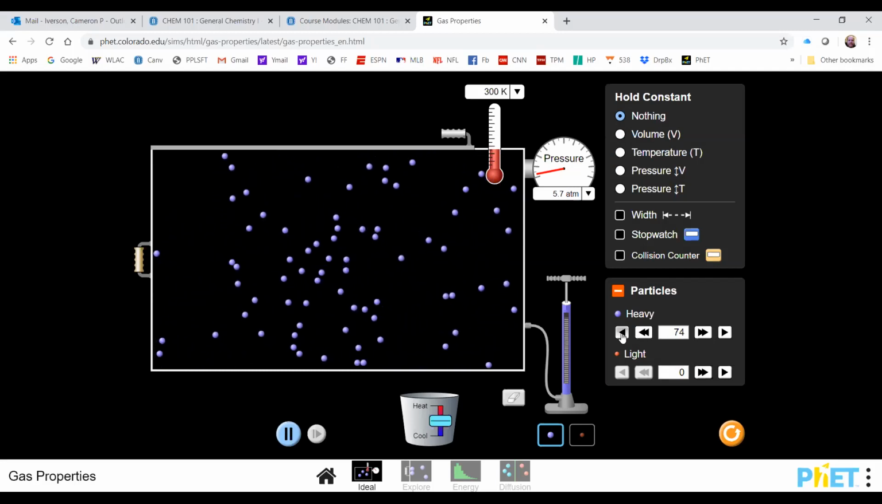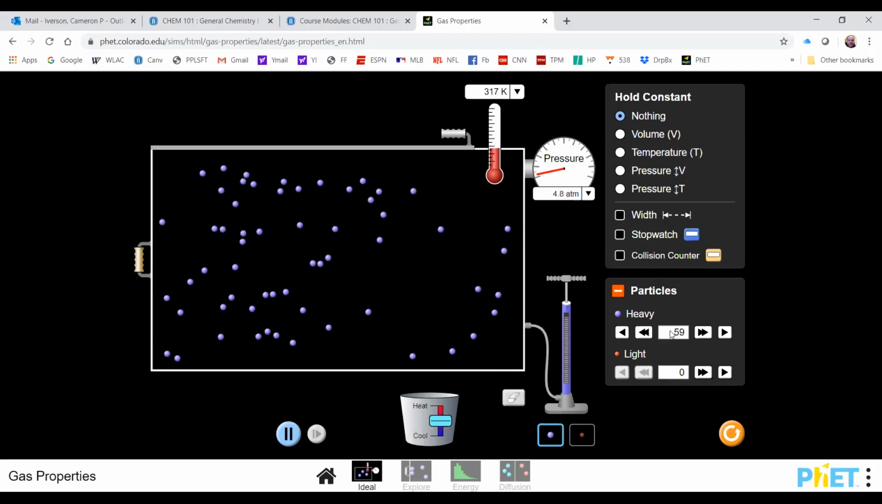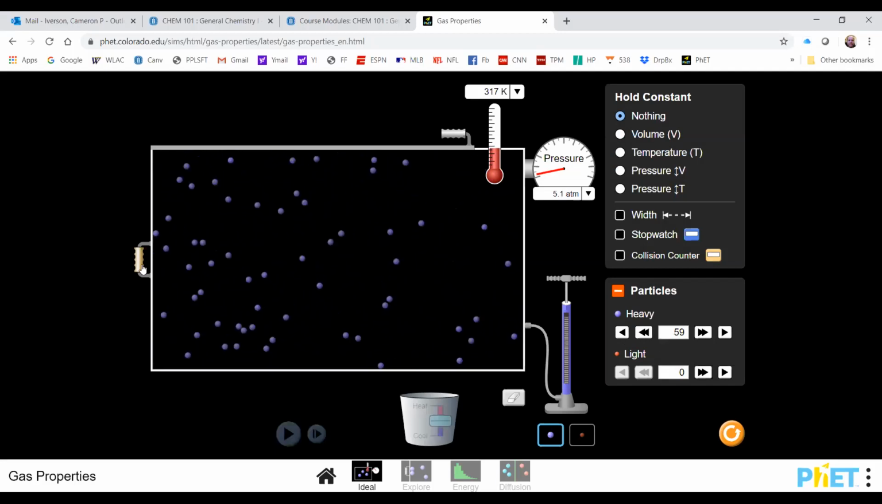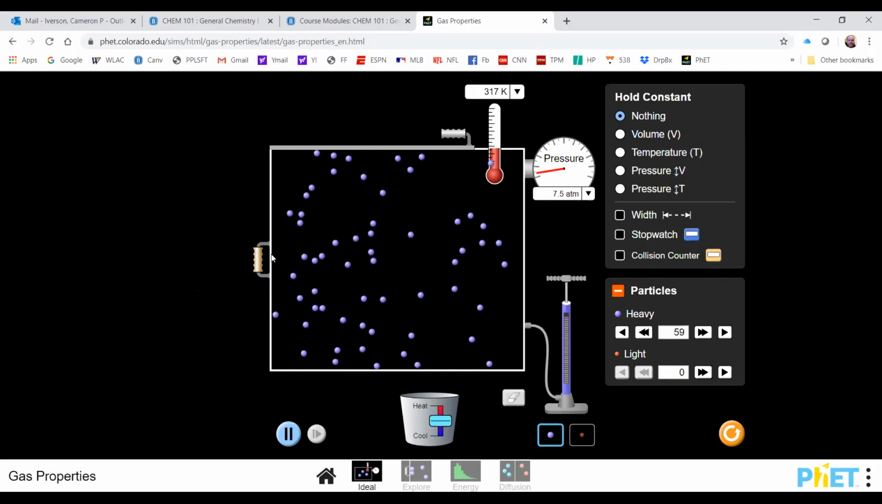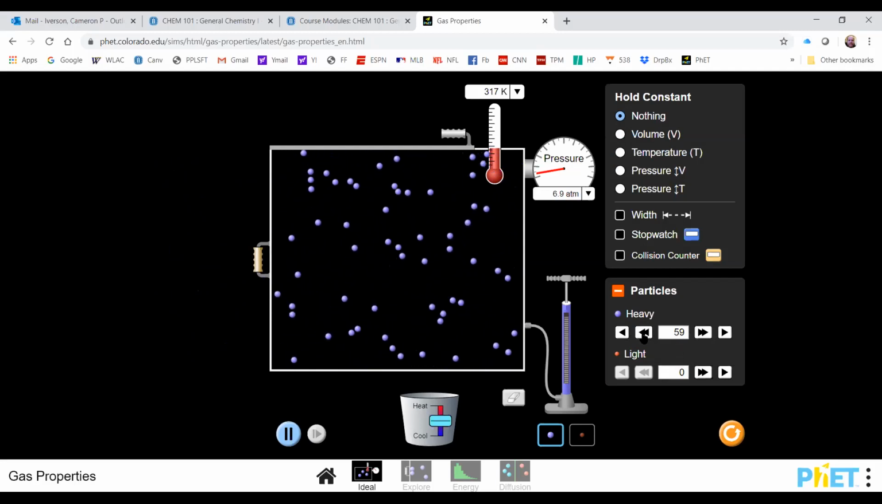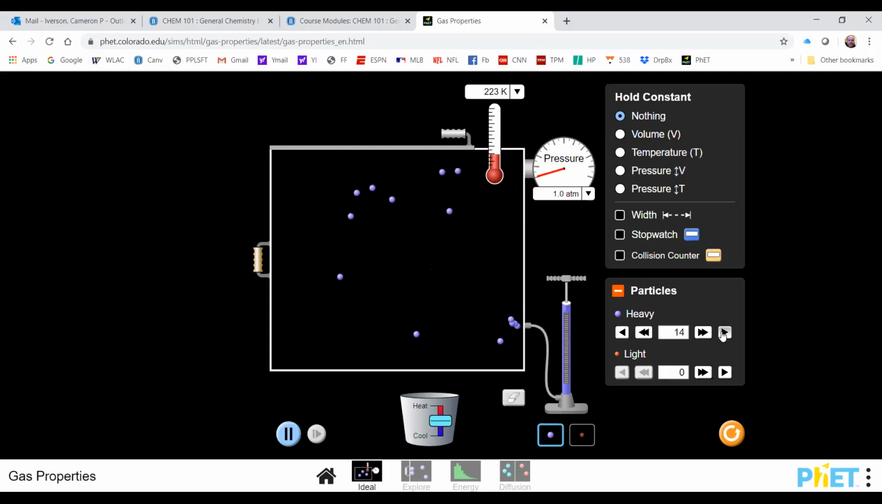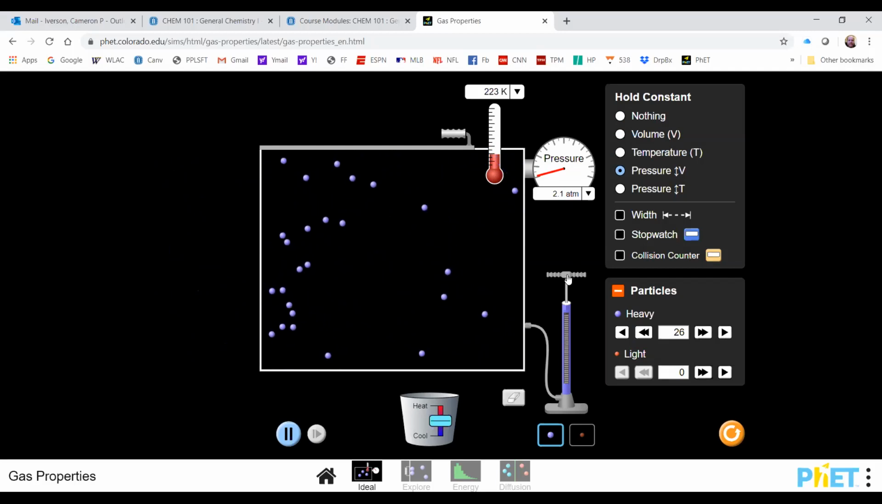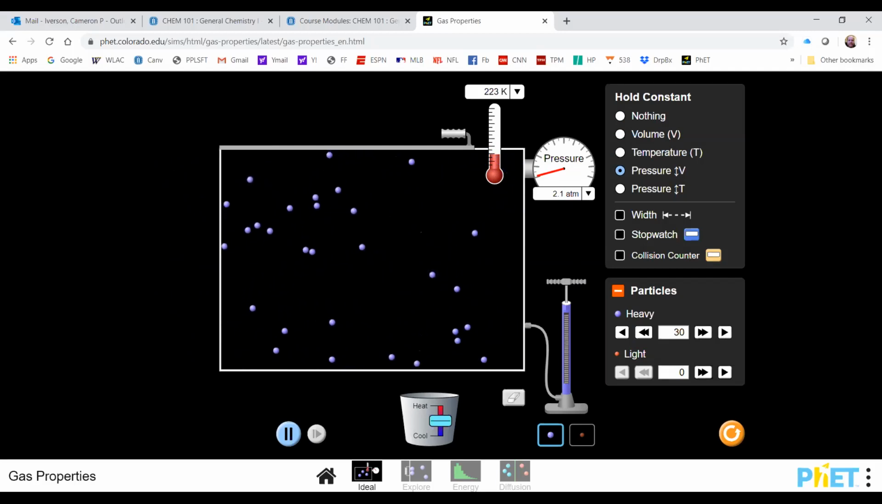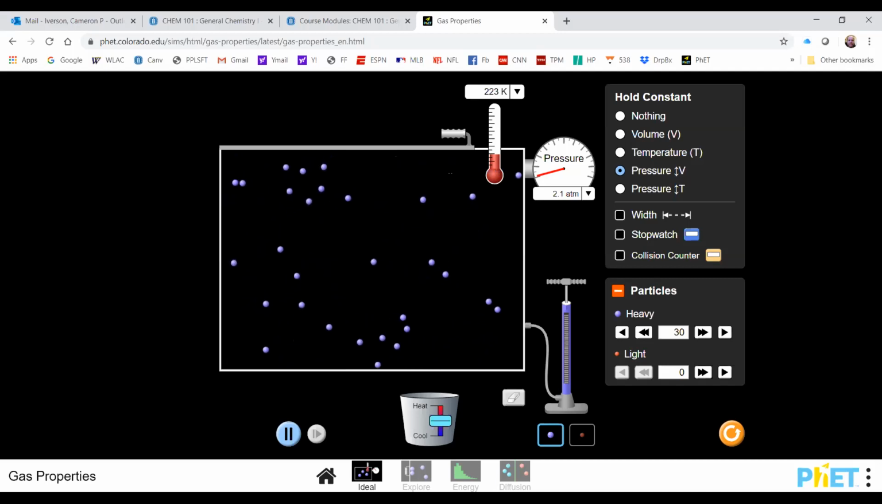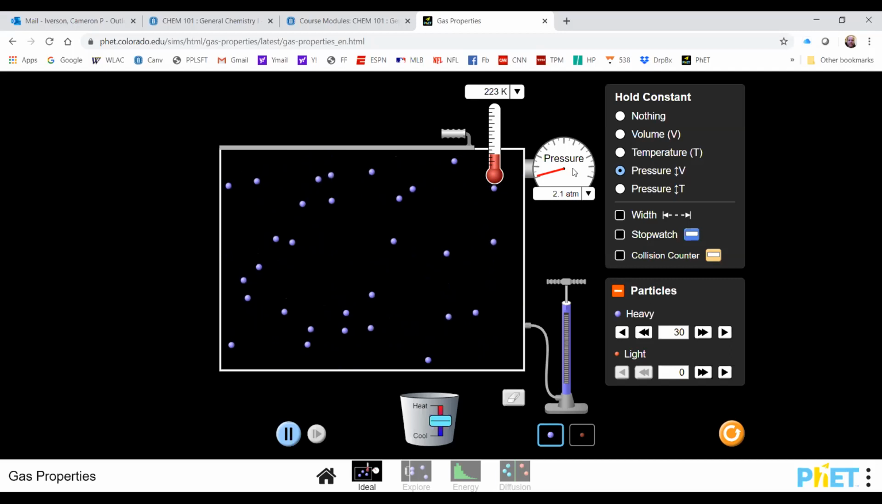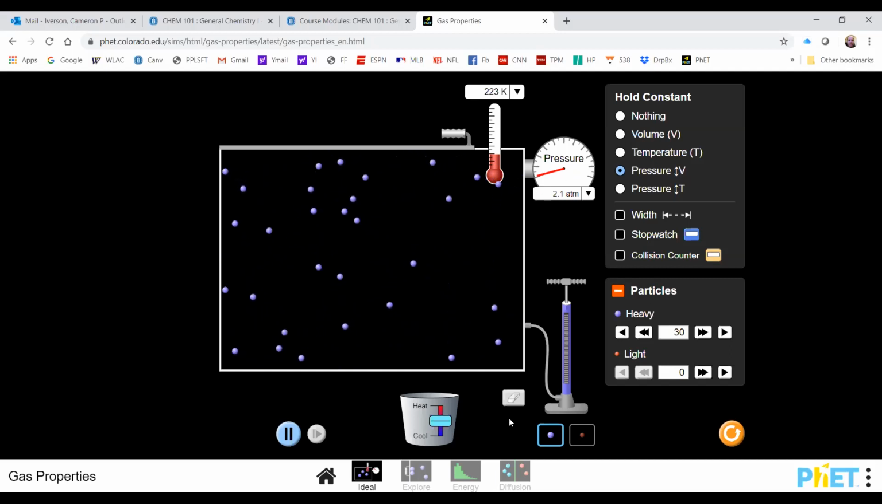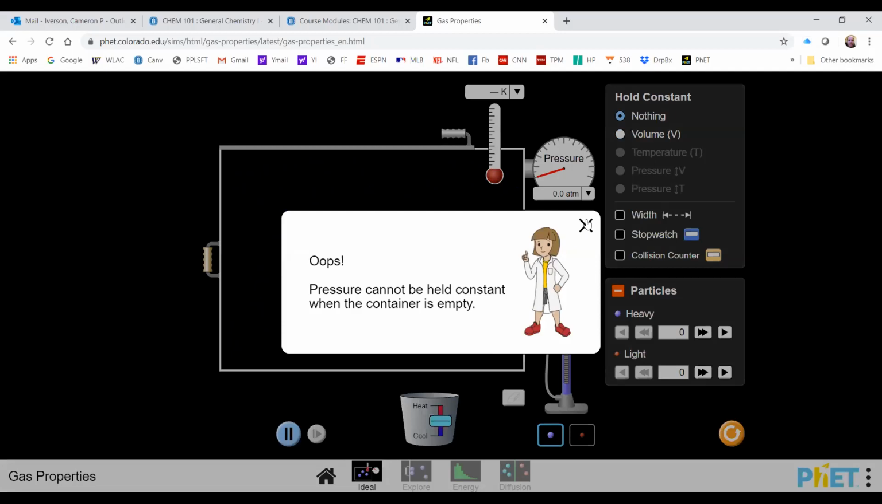So let's just slowly reduce the number of particles in this container. So let's go back here. So our volume, we're going to go to fewer particles, and 25 particles. Hold that constant. We're just going to add a couple of particles here, right? So go to 26, right? Go to 30. You notice that the volume had to increase in order to hold both the temperature and pressure constant, right?